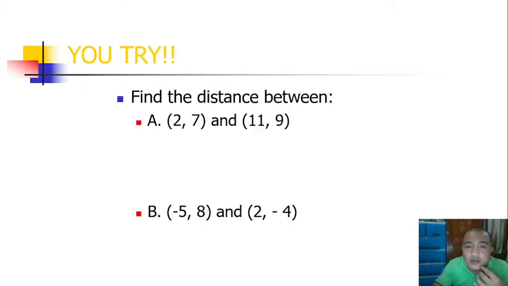Okay, you try. Find the distance between A (2, 7) and (11, 9), and B (negative 5, 8) and (2, negative 4). Can you do it? I'll give you 1 minute to do this. Okay, you try.